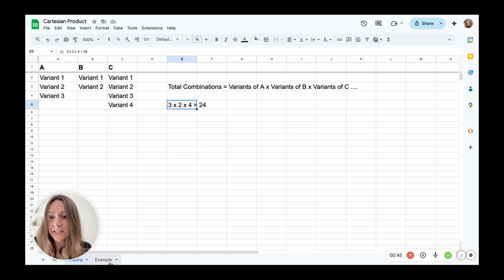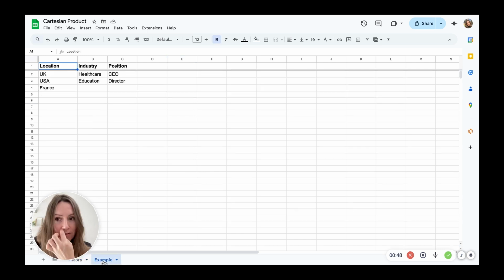So let me give you a more real-life example. You are doing some outreach, marketing campaign or targeting, and you have several options. I took, just for an example, a location, an industry, and a person's position. So there are 3 locations we are looking through, 2 industries, and 2 positions. So the total number of combinations will be 3 multiplied by 2 multiplied by 2, so it will be 12 possible combinations.